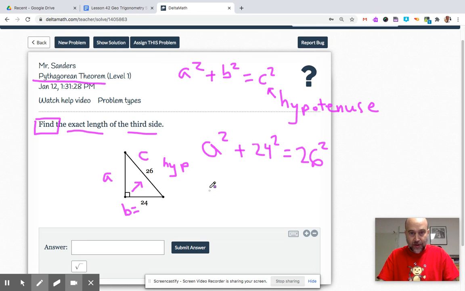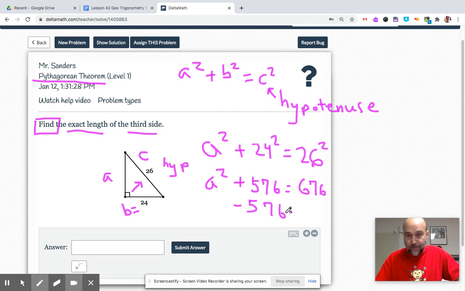All right, so that gives me a squared plus 576, which is 24 squared, equals 676. Now to get a by itself, we'll go ahead and just subtract 576 from both sides. And that gives us minus 576, 100.